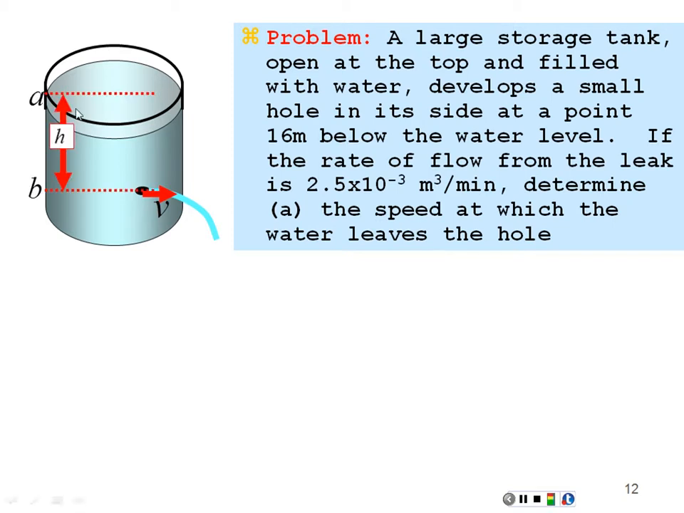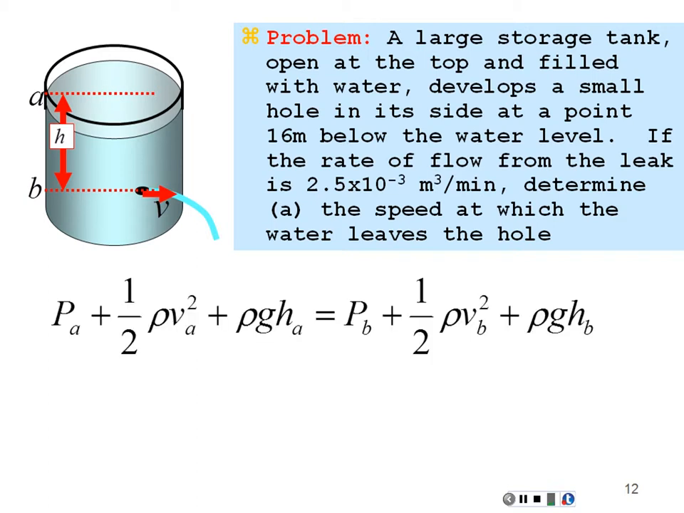We're going to compare point A and point B. A is at the top of the reservoir, which is open to the atmosphere, and B is the hole, which is also open to the atmosphere at a height h lower. And here's Bernoulli's equation. Since A is open to the atmosphere, the absolute pressure there is atmospheric pressure. So the pressure at A is P naught, atmospheric pressure. B is open to the atmosphere as well, and the pressure at B would also be atmospheric pressure. So the pressure at A is atmospheric pressure, and so is B.